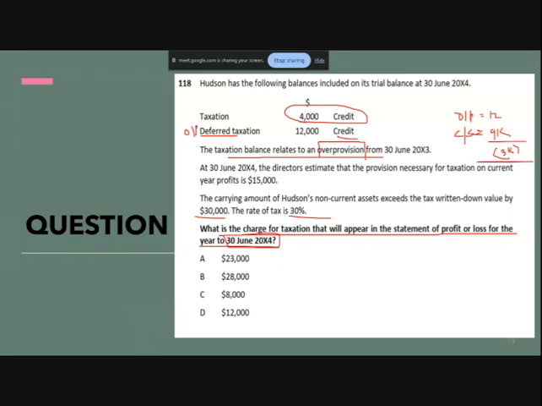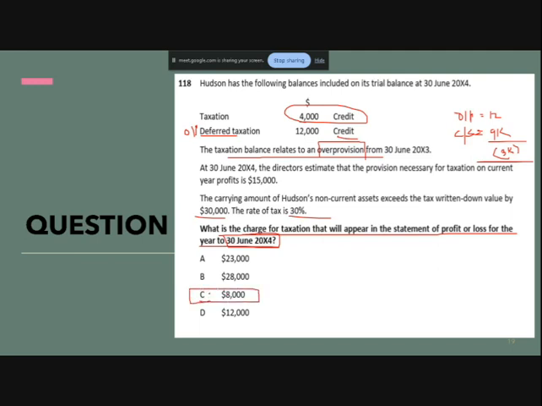So you have to deduct 4,000, right? Current year estimate minus over provision. And then here, the movement in deferred tax is negative. I need some practice over here. Okay, so it's 8,000.